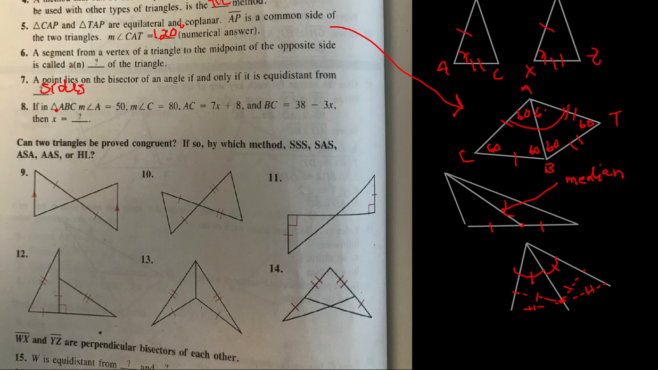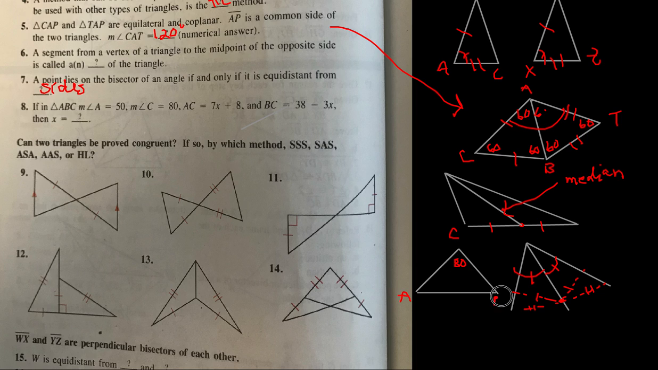Okay, number 8. If in triangle ABC, A is 50, C is 80, AC is 7x plus 8, and BC is 38 minus 3x, then x equals. So I'm going to squeeze this in here. We have, in triangle ABC, A is 50, and I'm going to do C first. You can't see it there, so I'm going to have to squeeze this right in here. Okay, so angle C is 80.